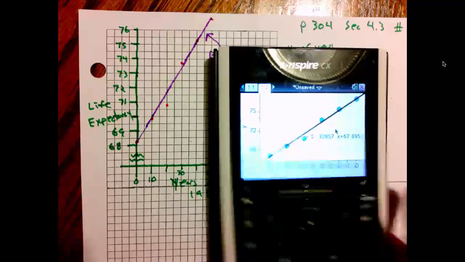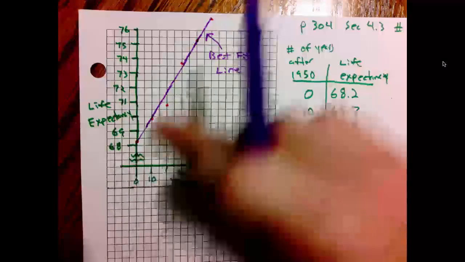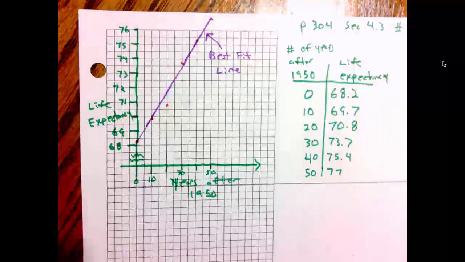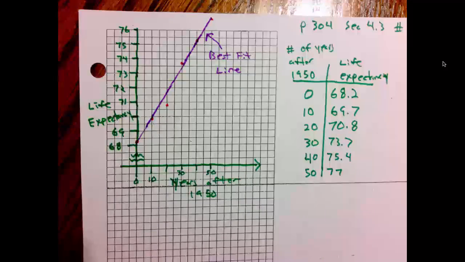The reason this line is hitting so many of the points is these points are pretty much on a straight line. So if we found the correlation, the R value we talked about in class, it would be very close to 1. All right.